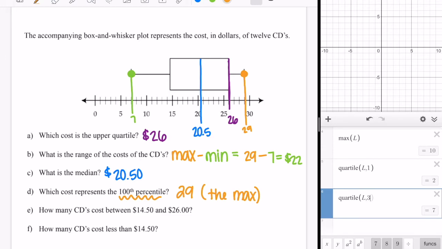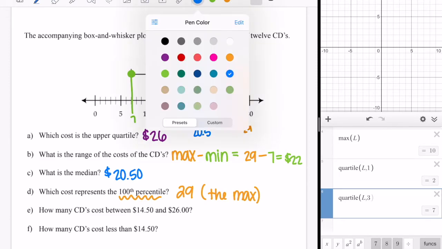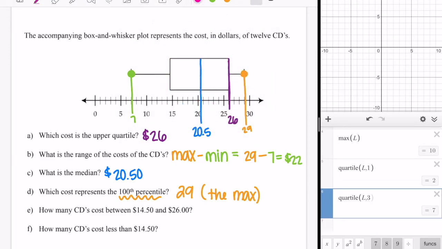Okay, how many CDs cost between $14.50 and $26? Well, let's see where $14.50 is. So $14.50 would be just before 15, and that falls right on Q1. And $26 we talked about already at Q3.